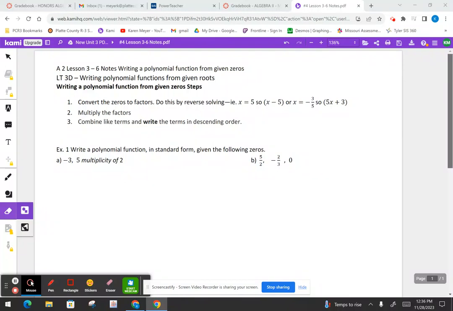Okay, today we're going to talk about how to write a polynomial function from the given zeros. So this is kind of going to be backwards from what we've been doing in the last lesson. In the last lesson I gave you the polynomial functions and you found the zeros. So there's a few steps here that we want to talk about.